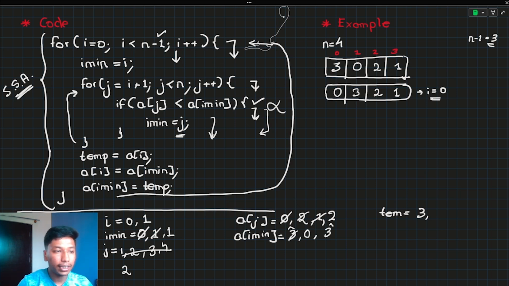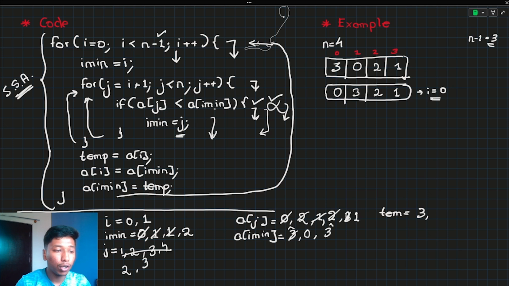The condition is true. So again we have to update the imin value to j. So imin value is now updated to how much? Value of j, which is 2. Again, we'll get back to the inner for loop. Now j value is again incremented to 3. We'll check a of 3. A of 3 is what? A of 3 is 1.